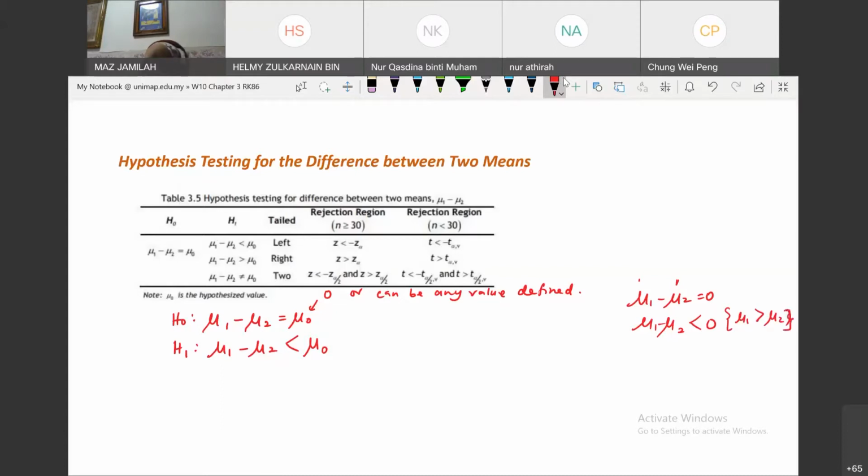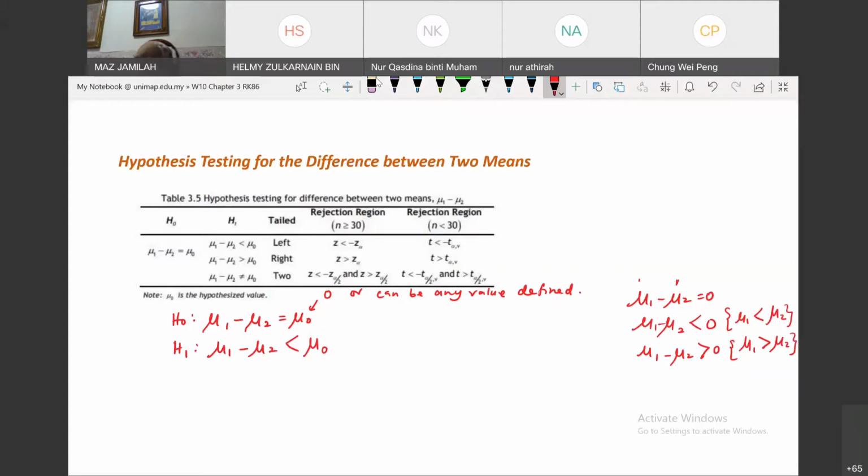Okay, what about mu1 minus mu2 greater than 0? Sorry, mu1 minus mu2 less than 0 means that mu1 is less than mu2, because you will get a negative value, right? So for example, 50 minus 52, definitely you will get negative 2, which means that mu1 is smaller than mu2. Right. If mu1 minus mu2 is greater than 0, it means that mu1 is actually greater than mu2.